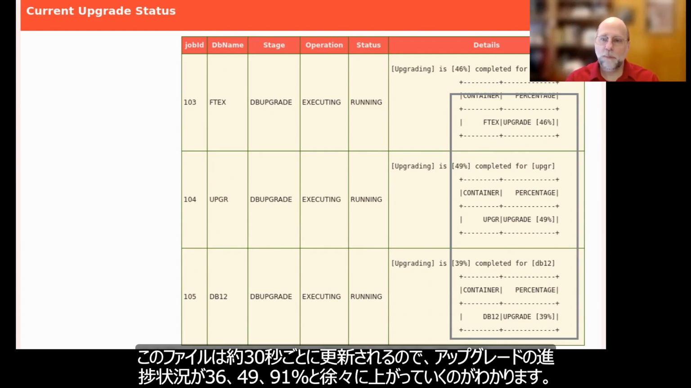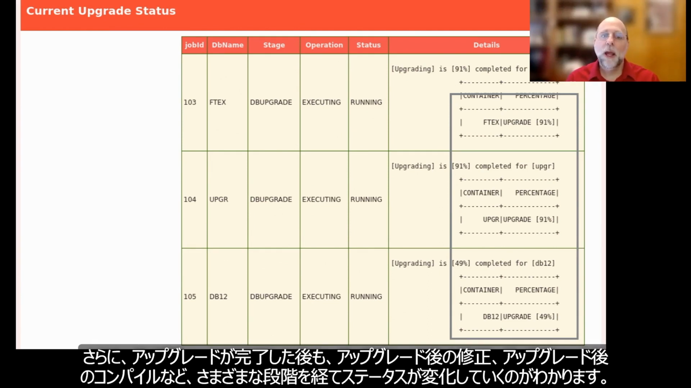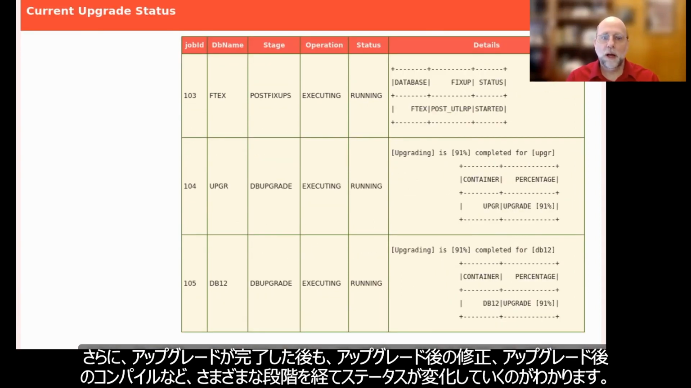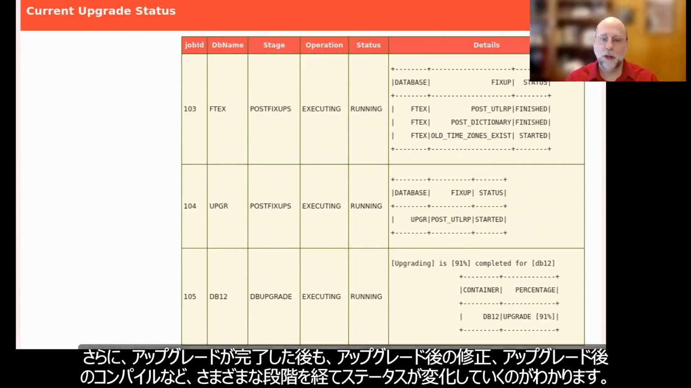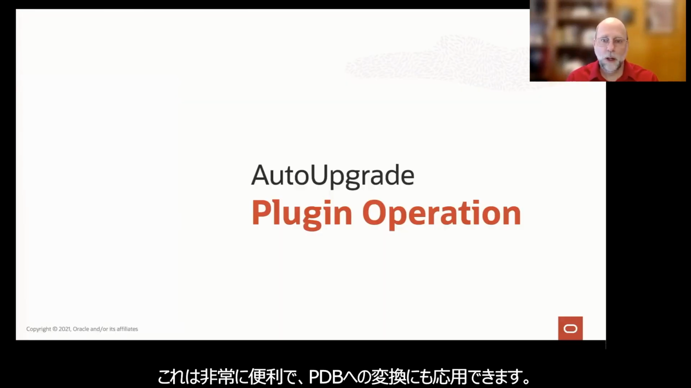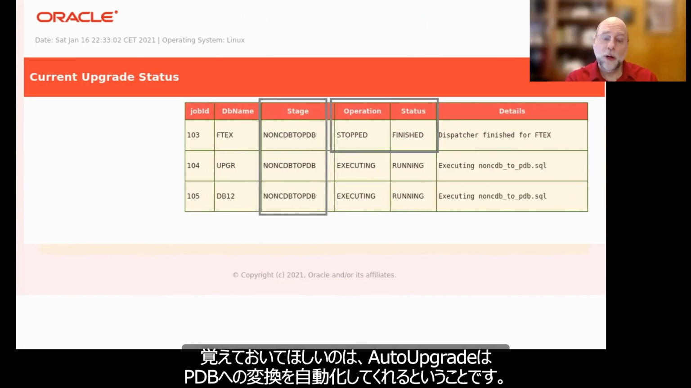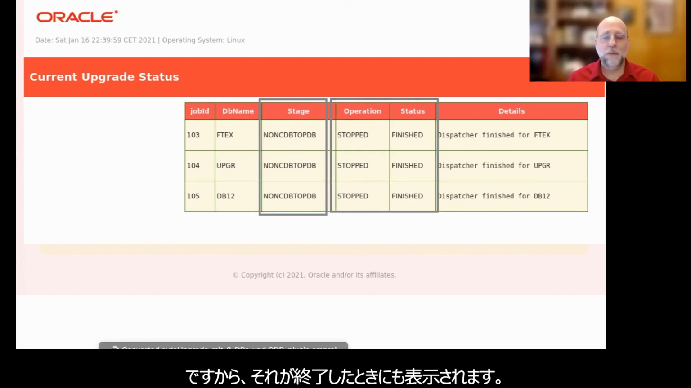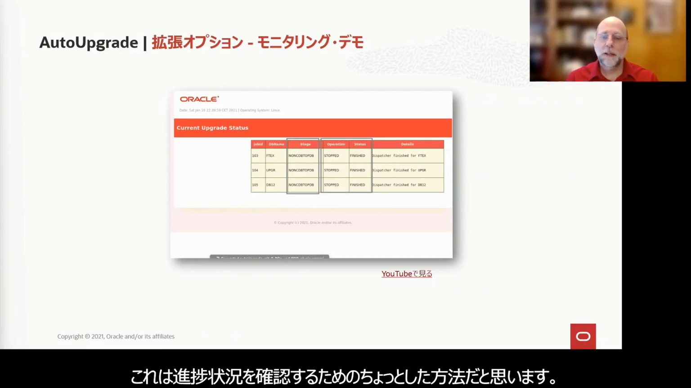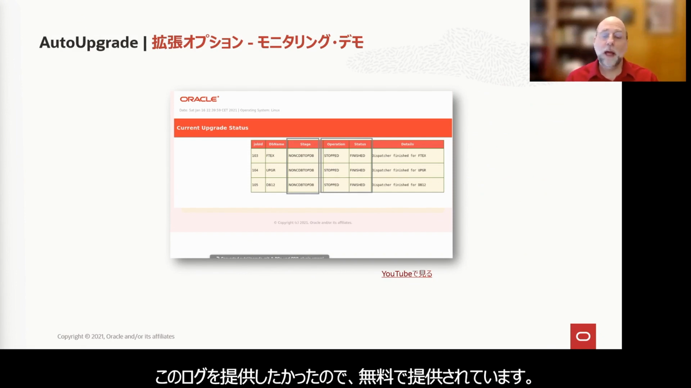You'll see that upgrade progress creep along, going 36, 49, 91%. And even once the upgrade is done, you'll see that status move along through the different stages of post-upgrade fix-ups, post-upgrade compilation, and so on. So that's pretty useful, and it even extends to the conversion to PDB, because remember, AutoUpgrade will automate conversion to a PDB for you, so we'll show you when that finishes as well. I think this is a terrific little way to monitor that progress, and it was actually something that came along for free just because we wanted to provide that logging for you.